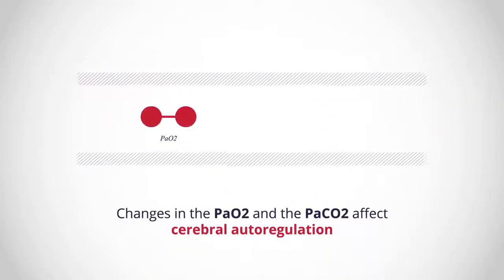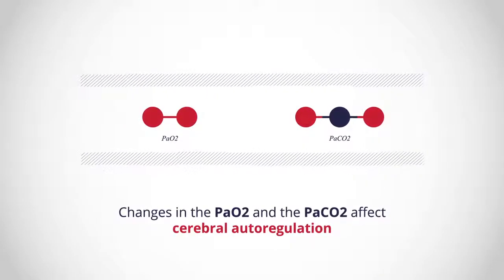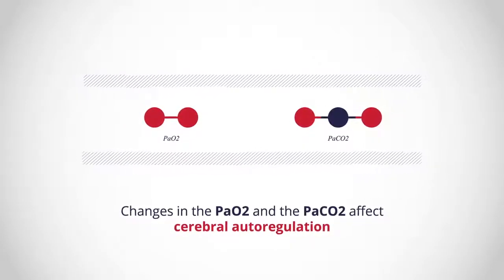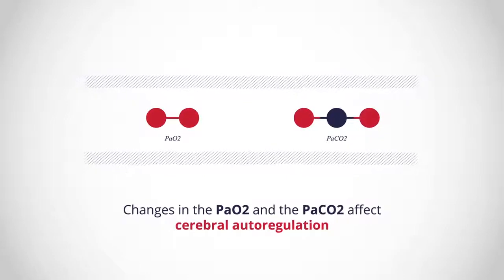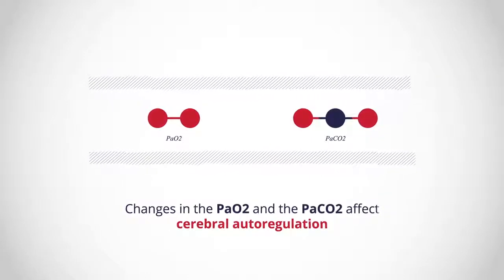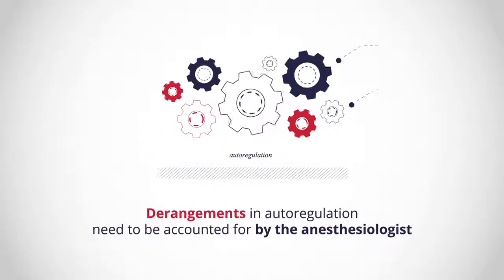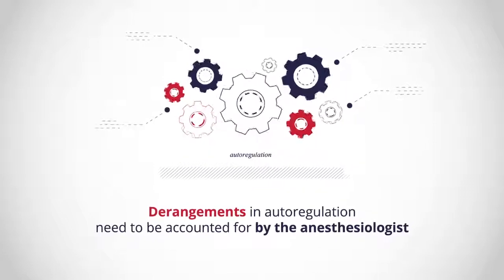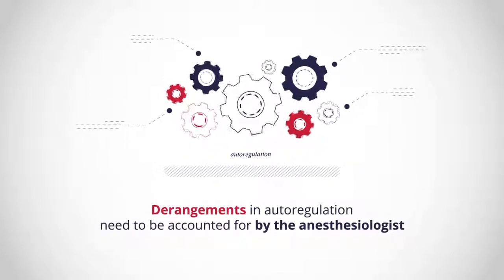Changes in PaO2 and PaCO2 affect cerebral artery autoregulation, which controls blood flow across a range of mean arterial pressures. Derangements in autoregulation can be accounted for by the anesthesiologist in order to ensure adequate brain perfusion.